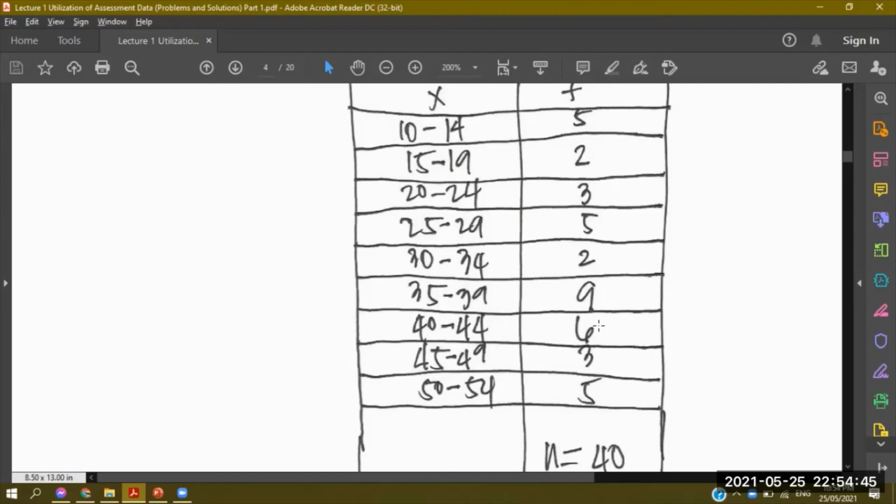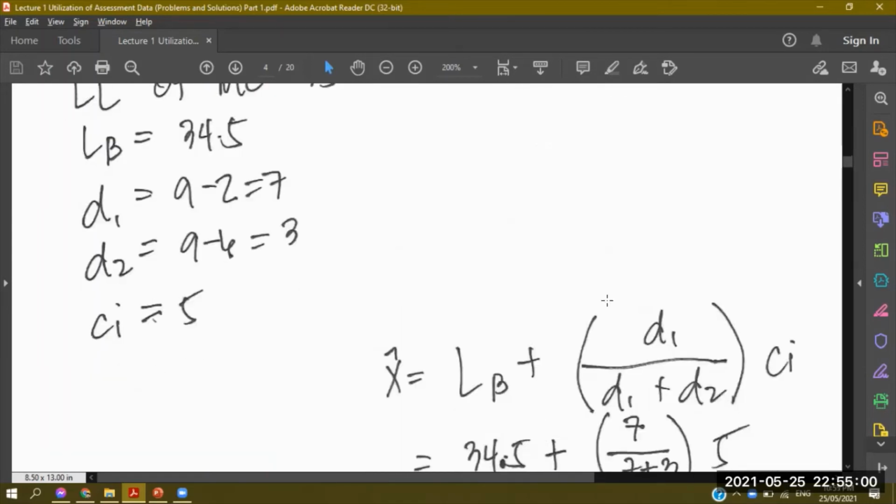So to determine D2, all you have to do is find the difference between the frequency of the modal class, this one, 9, and the frequency below it. So what is the frequency below 9? That is 6. 9 minus 6, you got 3. So that is why our D1 is equal to 7 and D2 is equal to 3.